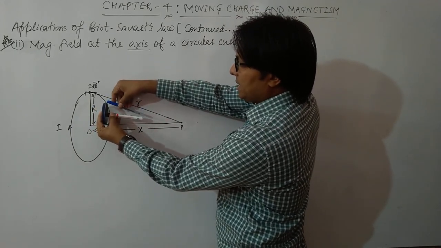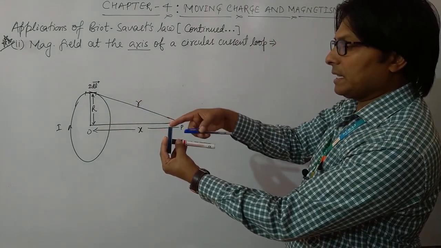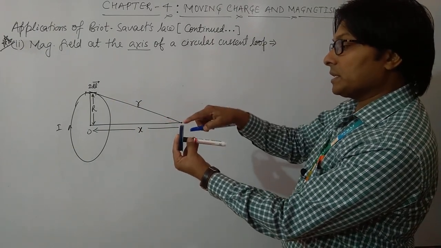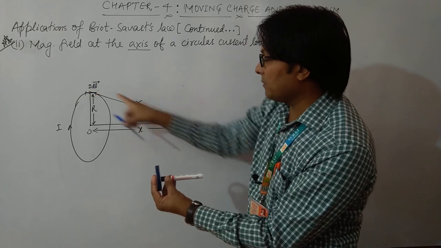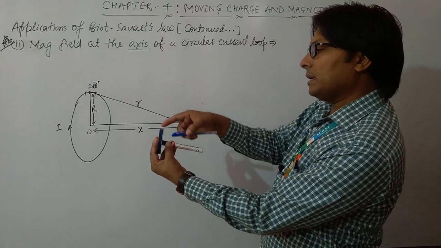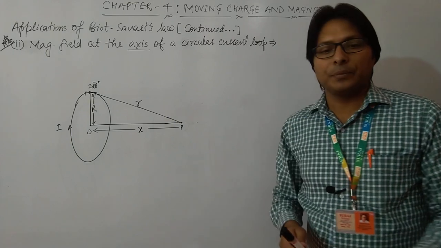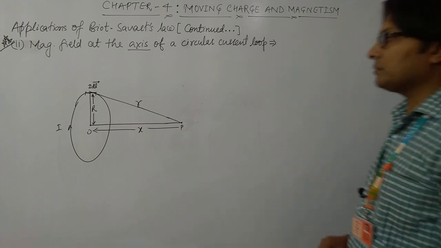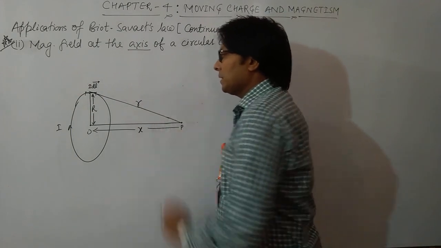Now you can see the direction of the current element, the direction of differential length, is definitely along the circumference, and the distance vector from the idl vector to point P is like this. So definitely the angle between this line, or displacement vector, and this will be 90 degrees. We will be using this while applying Biot-Savart's law, so you must first understand why the angle between the current element and this r vector is 90 degrees.